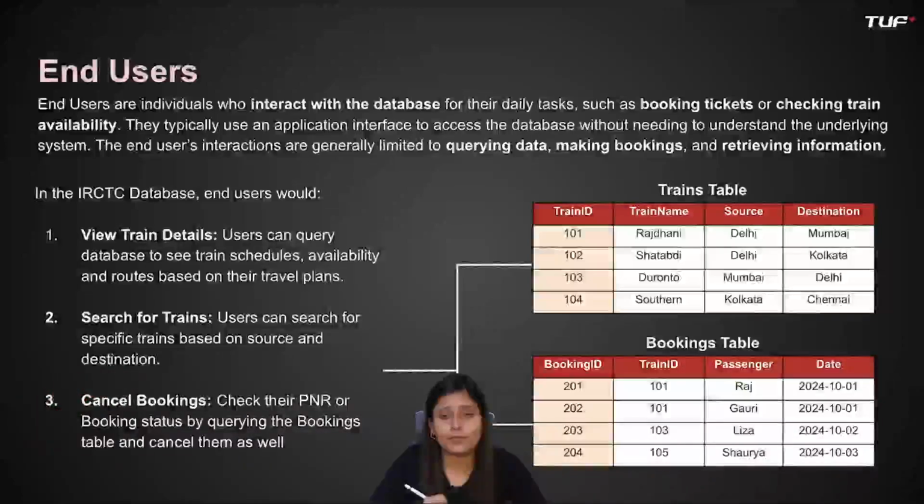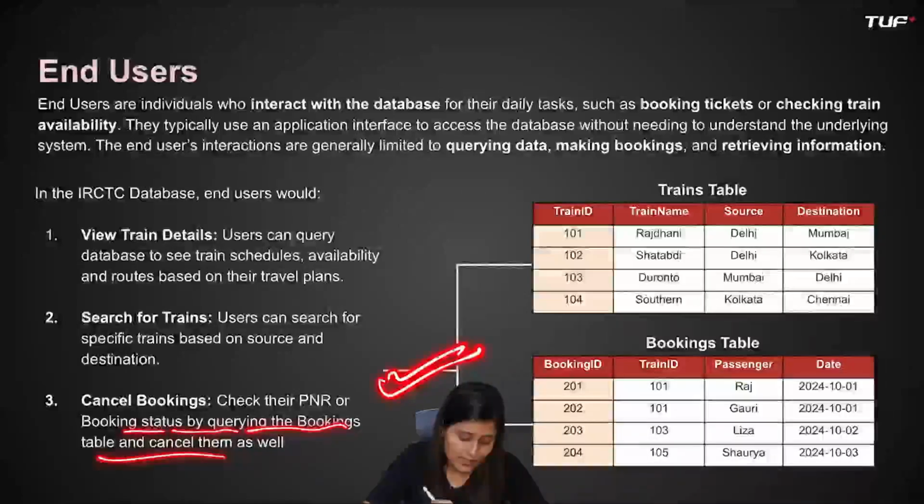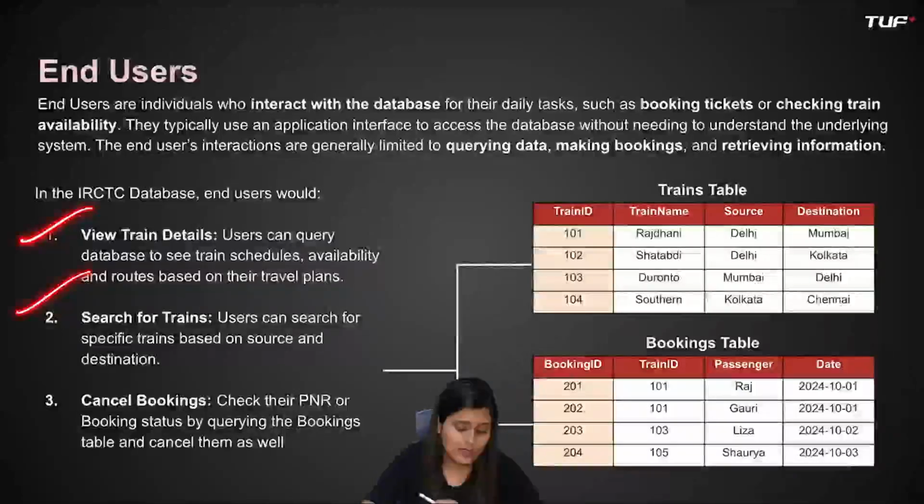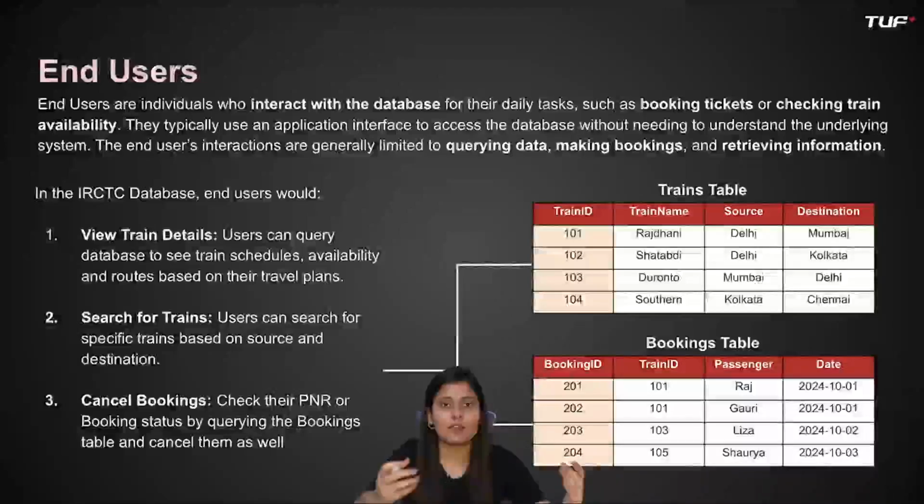So let's suppose the user has already booked the train and wants to cancel it. With the PNR number they can check the booking status and then cancel the ticket as per their needs. Those were a few of the things the end user does when interacting with the front end.